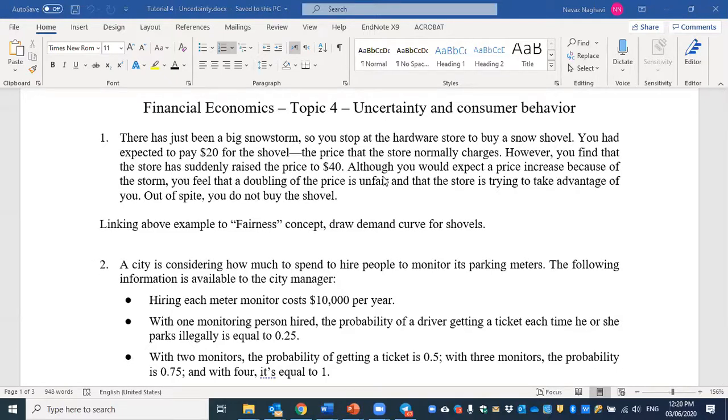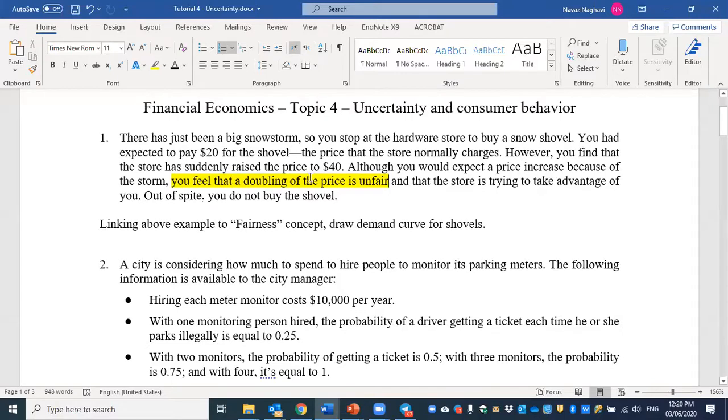And so since the demand is increasing, we expect a higher rate, a higher price. Till here is the economic theory. What is suddenly coming into the picture as consumer behavior is that you feel that doubling of the price is unfair. Then here you are showing this consumer behavior. And normally we react. If we feel that something is not fair, definitely we react about it.